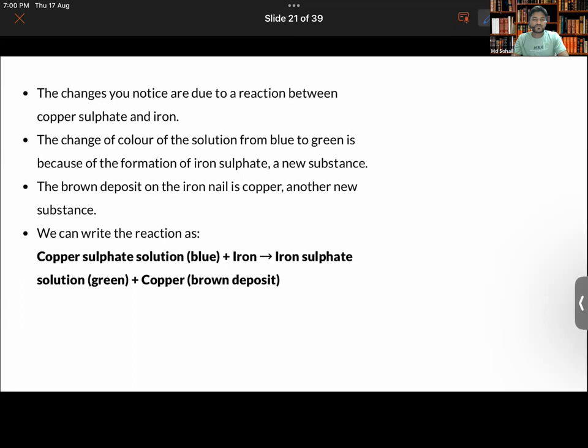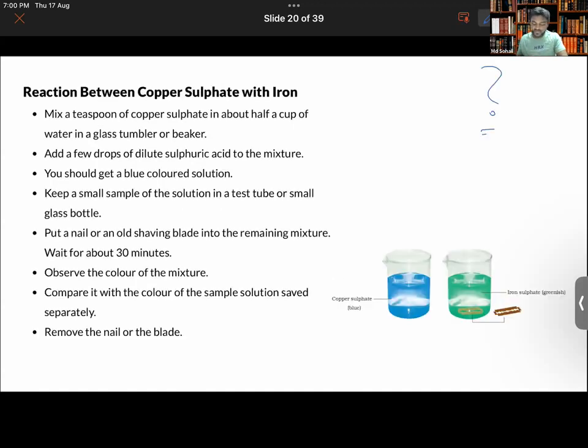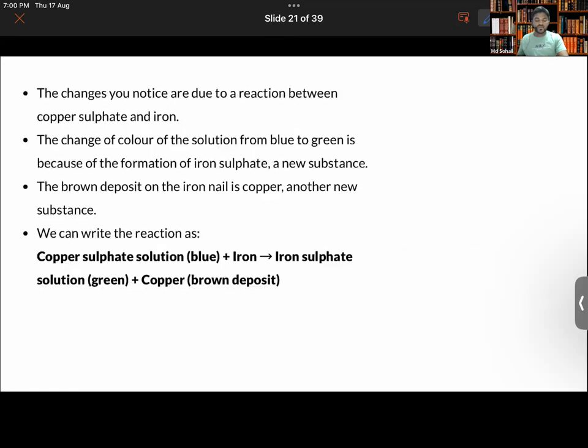Because earlier we added sulfuric acid. No, earlier the color of the solution was blue. As we can see here, it is blue, right? But now it is green. It is green because a reaction has taken place. What reaction has taken place?